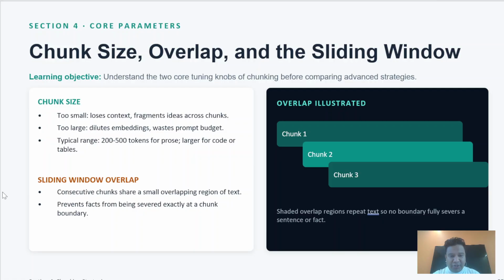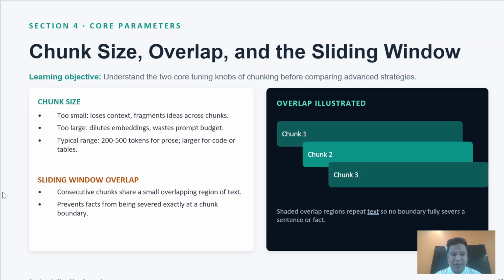Now, chunk size, overlap, and sliding windows. Those are also important things that you need to keep in mind: understanding the two core tuning knobs of chunking before comparing the advanced strategies. The chunk size is very important. What kind of size do you need for the chunk? Is it too small, which loses context and fragments ideas across chunks? Is it too large? It dilutes the embeddings and wastes token budgets. The typical range is around 200 to 500 tokens for prose, and larger for code or tables. So you have to figure out what is the best chunk size.